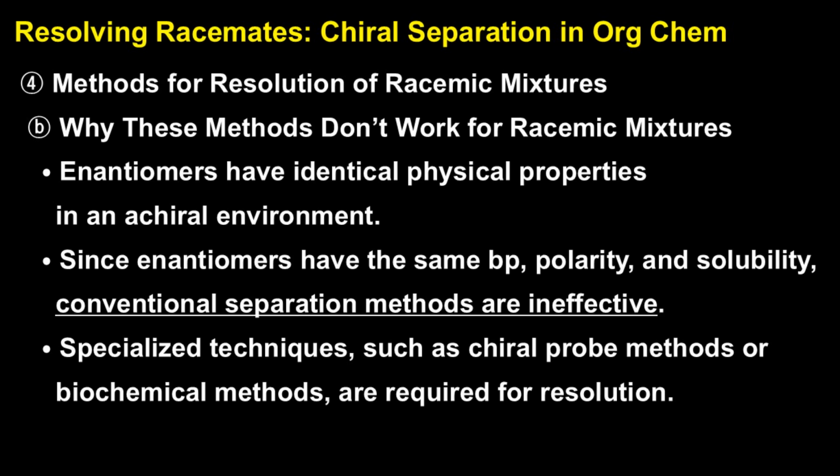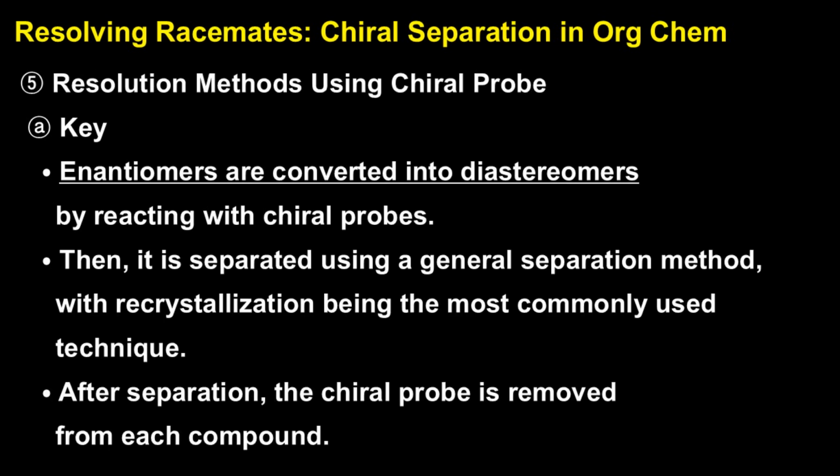One way to do this is by using a chiral resolving agent, also called a chiral probe. What it does is temporarily convert enantiomers into diastereomers, and here's the key. Unlike enantiomers, diastereomers actually have different physical properties. That means we can separate them using techniques like recrystallization. Once we've separated the diastereomers, we just remove the chiral probe, and we're left with the pure R and S enantiomers. This method is super useful, especially in pharmaceuticals and fine chemical synthesis, where high enantiomeric purity is a must.